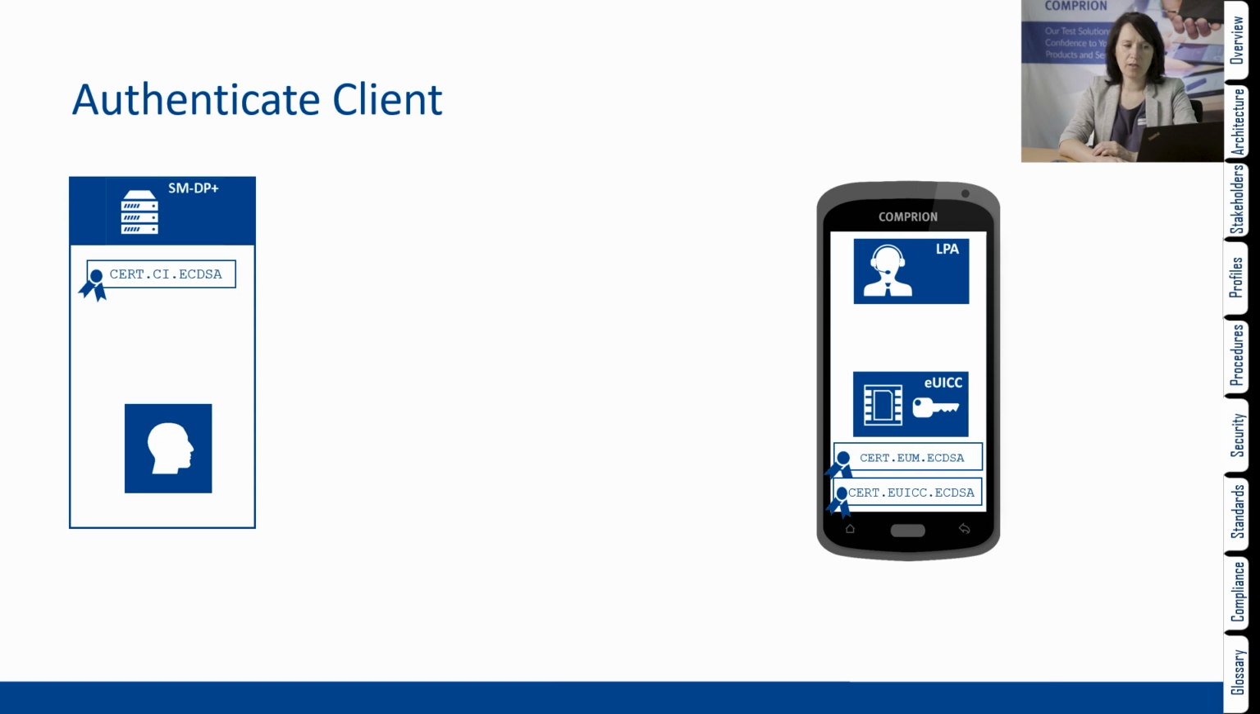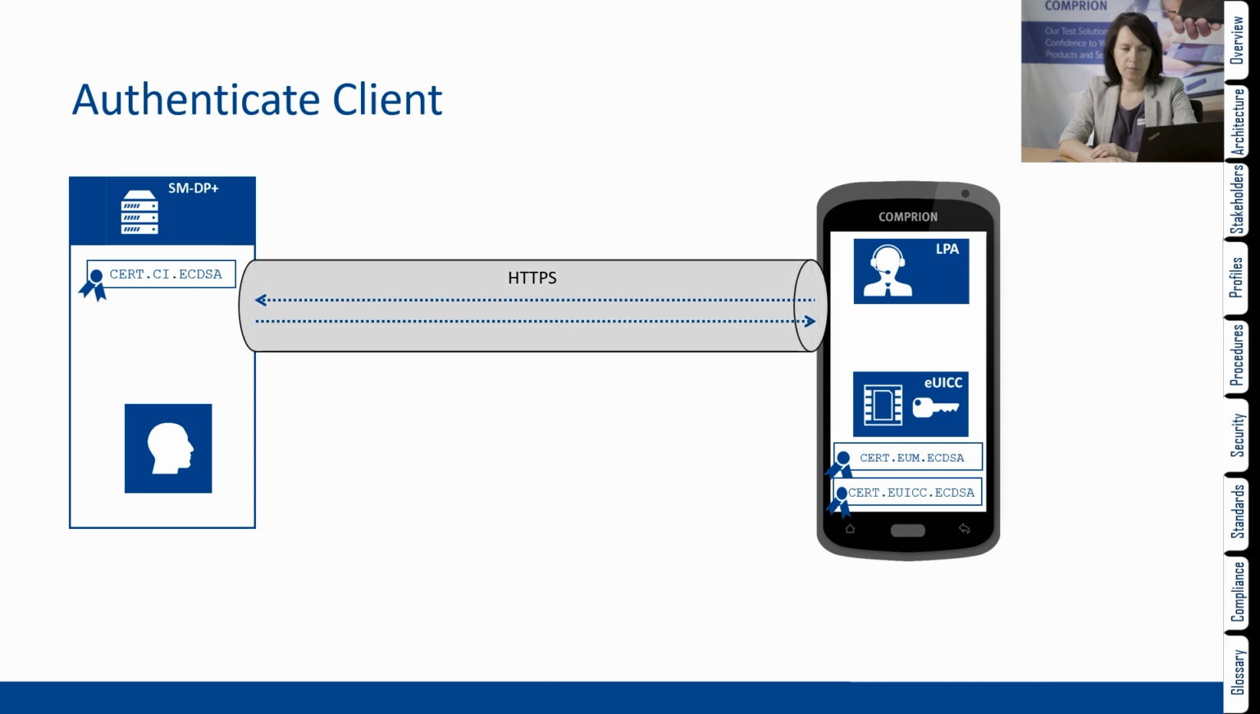For this, remember that the SM-DP+ has the CI certificate on it as a trust anchor, and the EUICC has the EUM certificate and the EUICC certificate. Okay, the HTTPS channel is established. But then these two certificates would be delivered to the SM-DP+ and verified by this GSMA CI certificate.